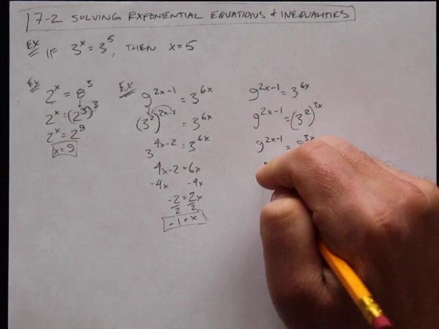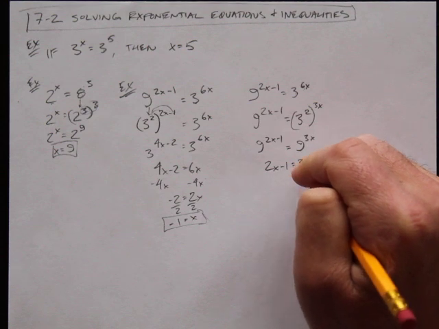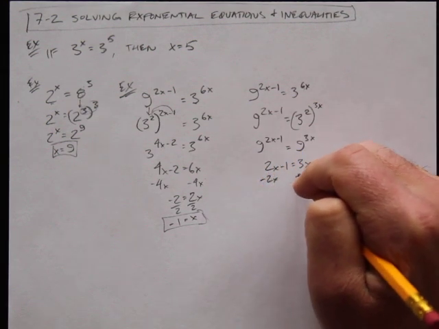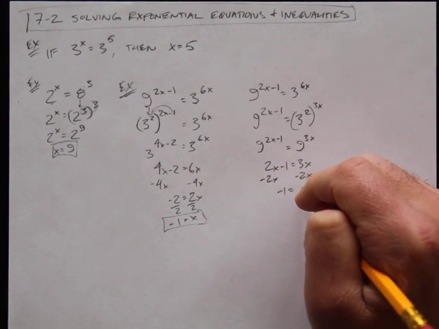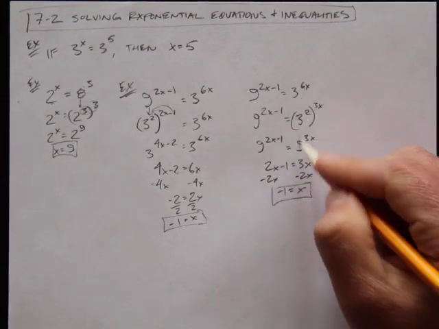Now I can ignore the 9's. 2x minus 1 equals 3x. Subtract 2x from both sides. I get negative 1 equals x. Same answer, different way of getting it.